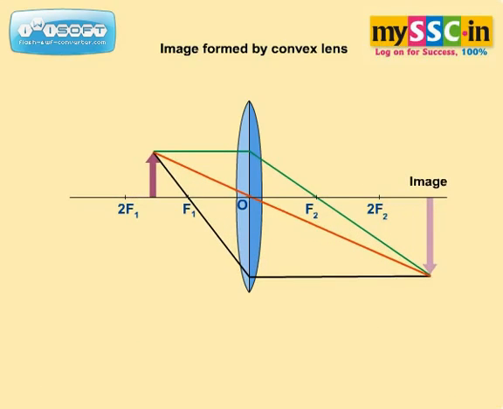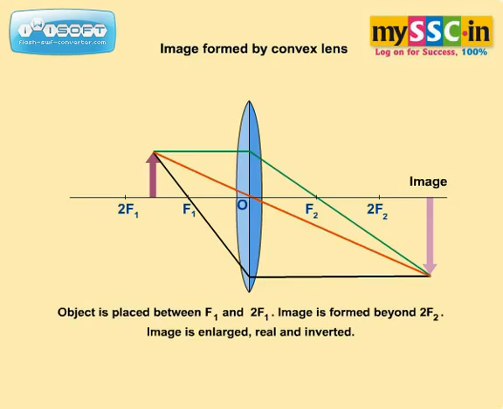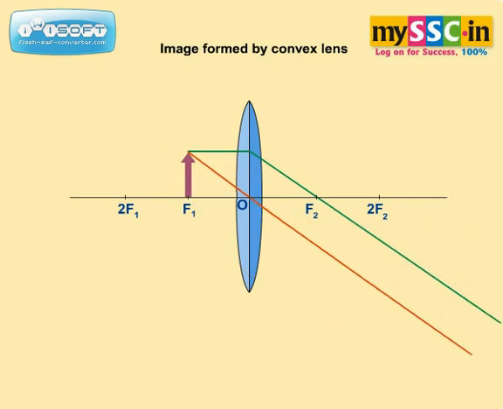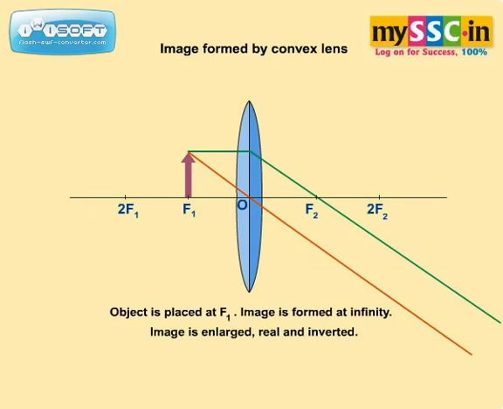When object is placed between F1 and 2F1, image is formed beyond 2F2. Image is enlarged, real and inverted. When object is placed at F1, image is formed at infinity. Image is enlarged, real and inverted.